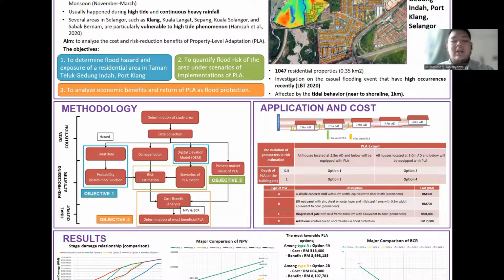The application of PLA on the study area based on the elevation of houses is shown in this diagram and the table below. The cost of PLA shown in this table is based on the present market, ranging from 300 ringgit to 1,000 ringgit. However, the type D PLA is an additional control due to certain uncertainty in the flood protection.